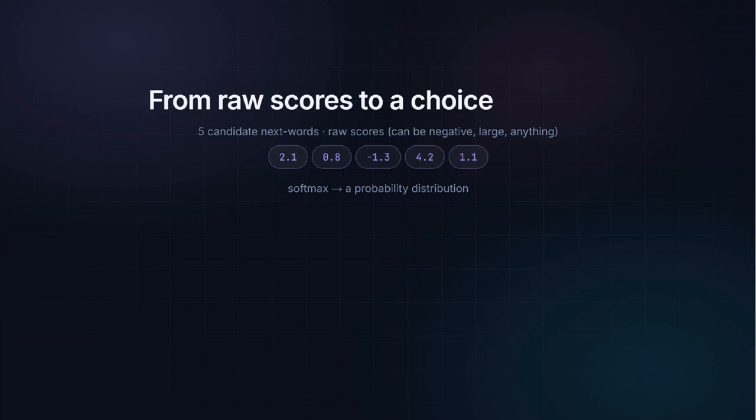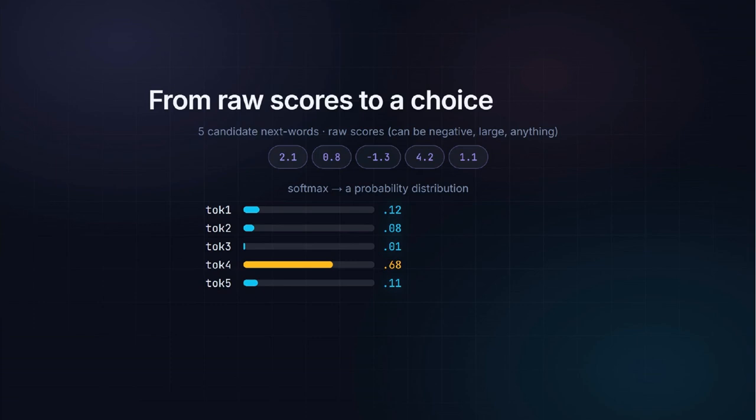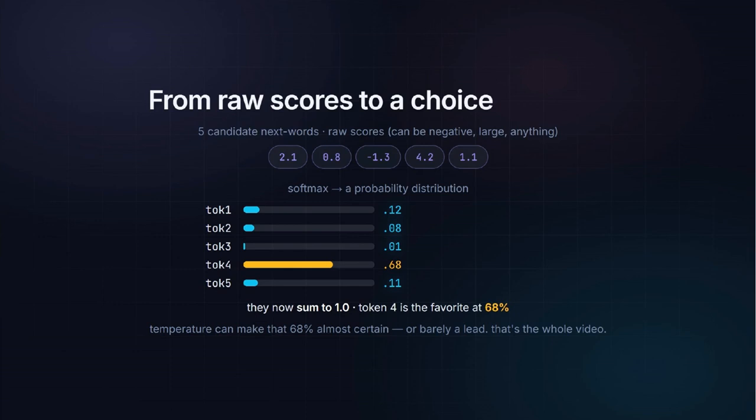Run Softmax, and they become a clean probability distribution. Token 4 scored highest, so it gets the biggest slice. Now they all sum to 1, a real distribution, and token 4 is the favorite at 68%. And temperature can push that 68% up toward near certainty or down to barely a lead. That's the whole video in one picture.